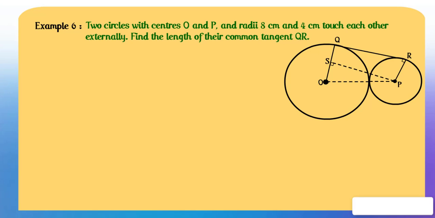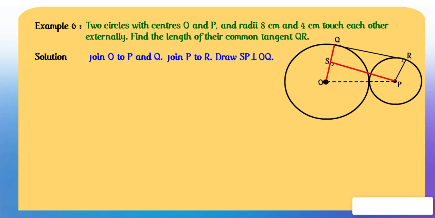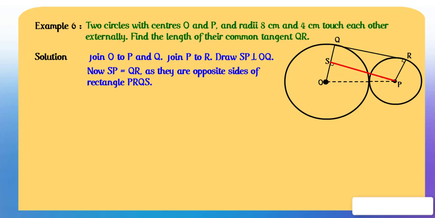Let's take an example. Two circles with centers O and P and radii 8 cm and 4 cm touch each other externally. Find the length of their common tangent QR. Let's solve this. Join O to P and Q. Join P to R. Draw SP perpendicular to OQ. Now SP is equal to QR as they are opposite sides of rectangle PRQS.